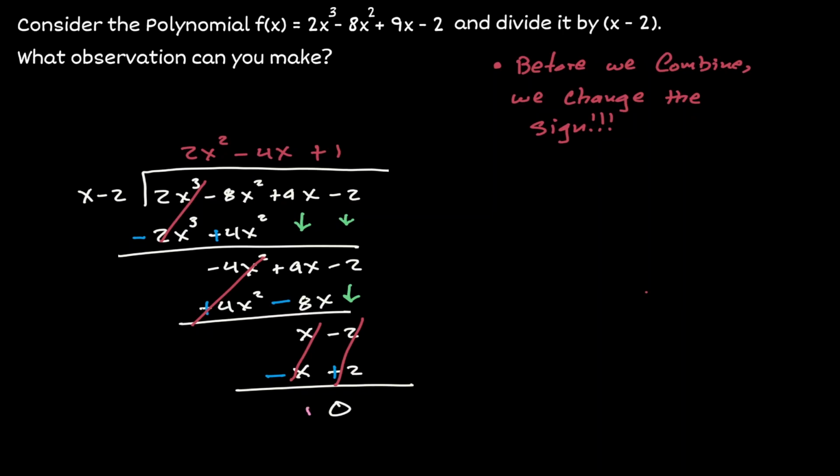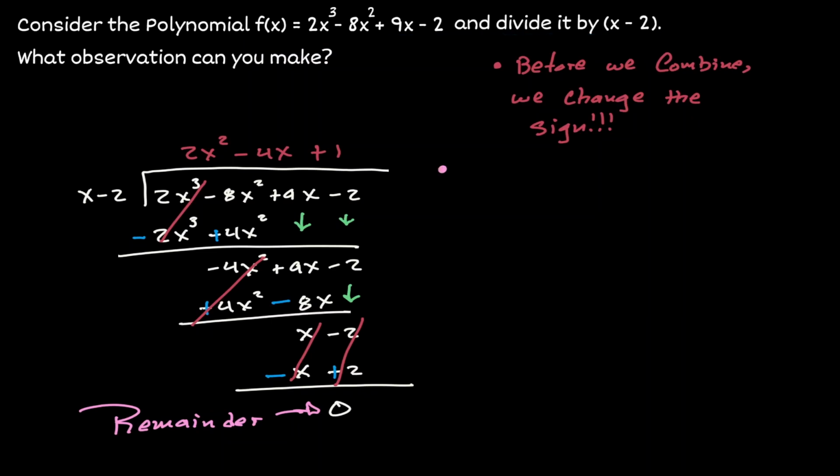This value that we obtain at the end of the division, it's very important. It's going to tell us a lot of information. And this value, we refer to it as the remainder. Anytime that we have a remainder of 0, then we can conclude that the expression that we divided by, which in this case is x minus 2, it is a factor of the expression that was in our numerator, which is us, f of x.